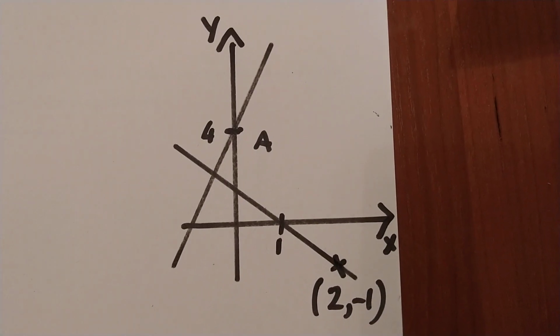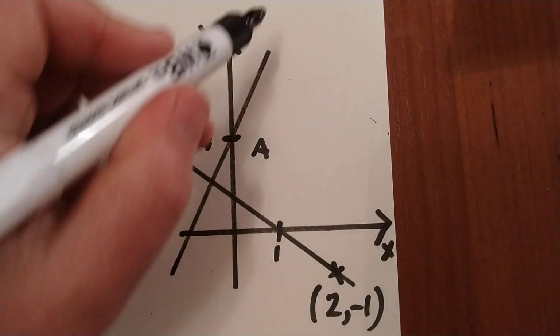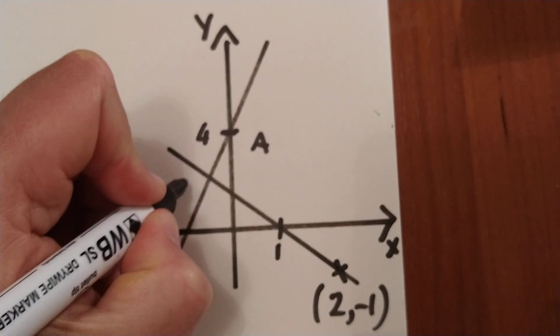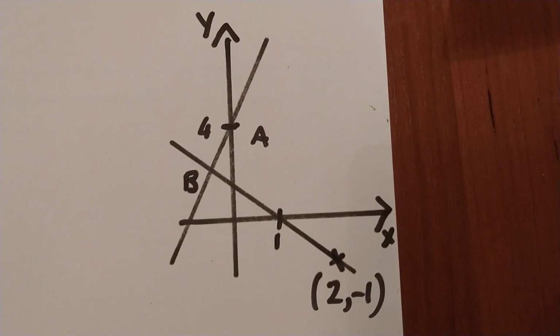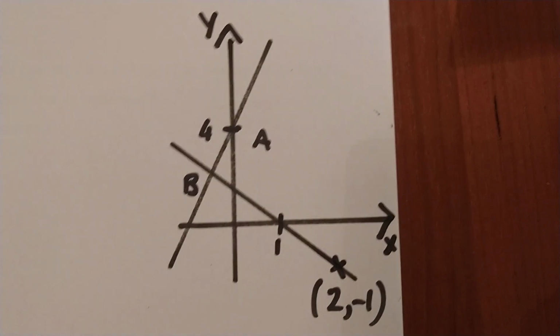And it says the two lines cross at the point B. And the question, as you can see, says, what are the coordinates of point B? So that's what we're going to fill in.